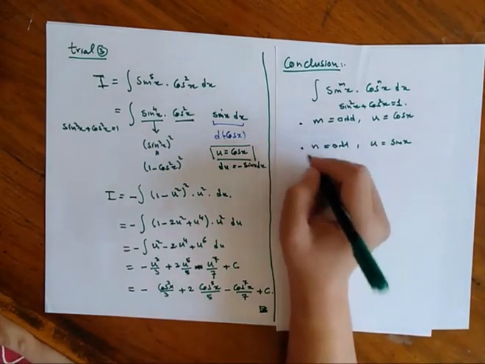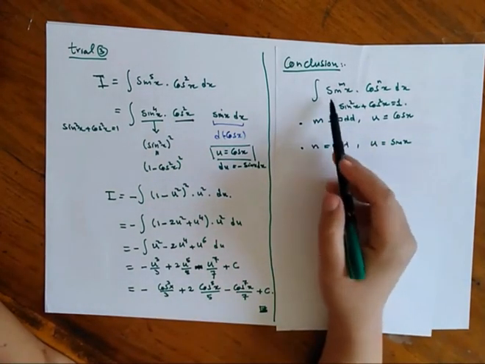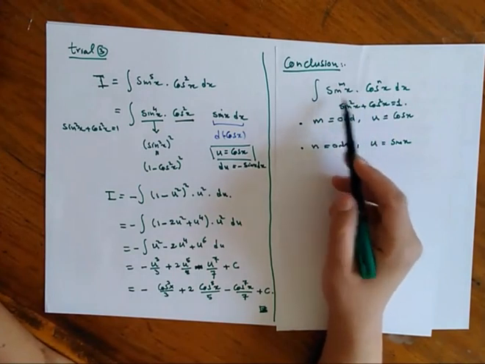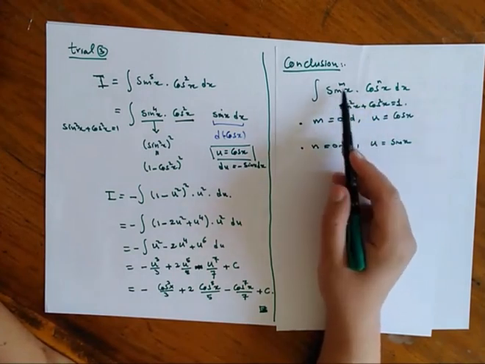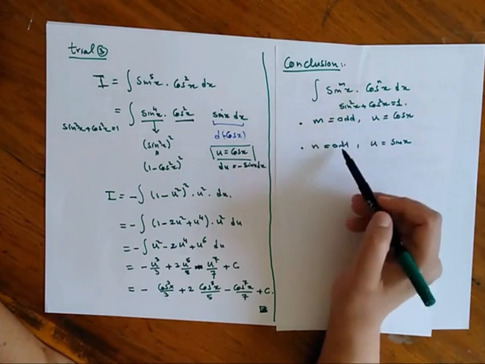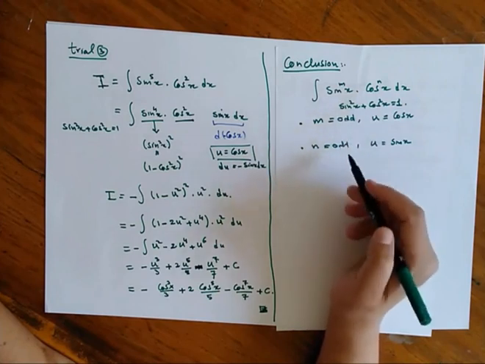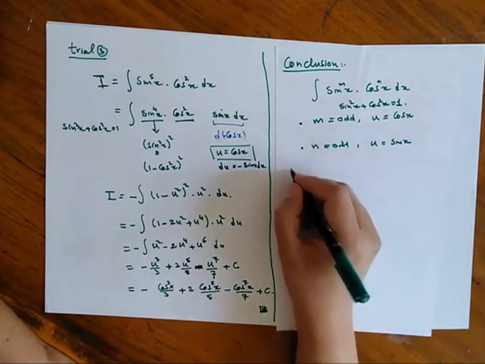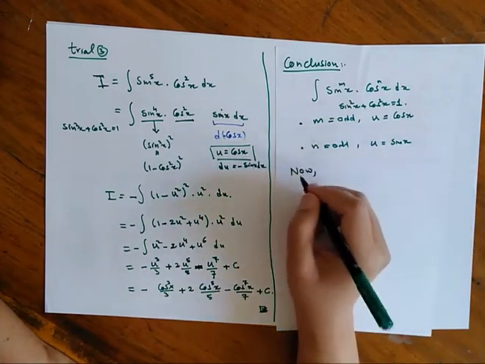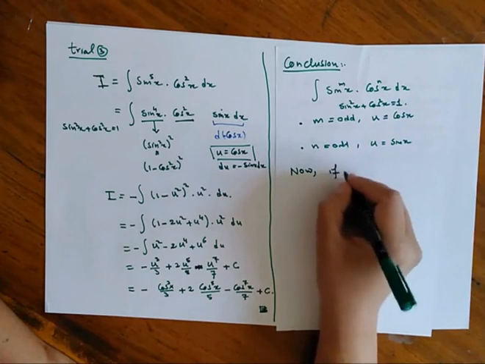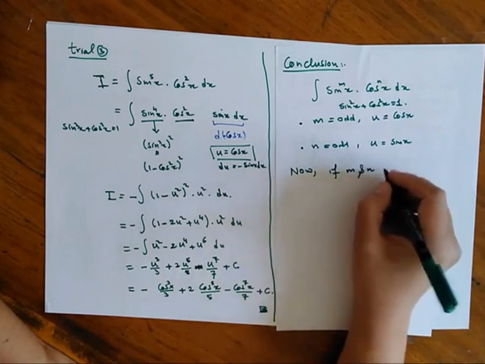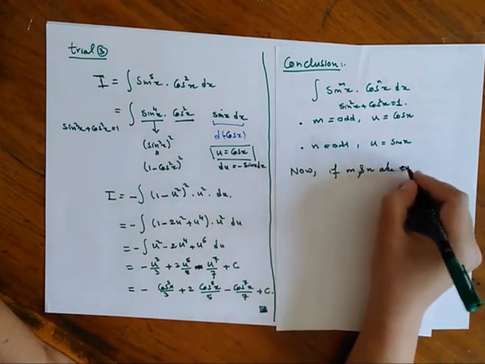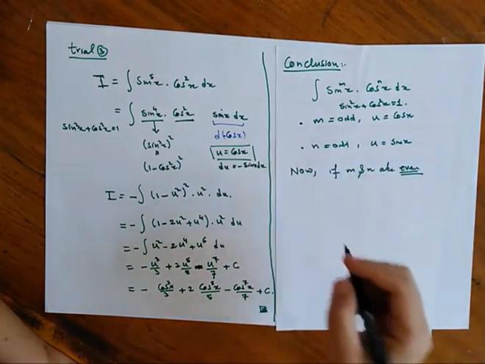So we know how to attack this kind of integrals if the power of the sine or the cosine is odd. One of them is odd. Okay, so we know how to deal with that. But now, what about the other case? If m and n are even. So let's see an example.